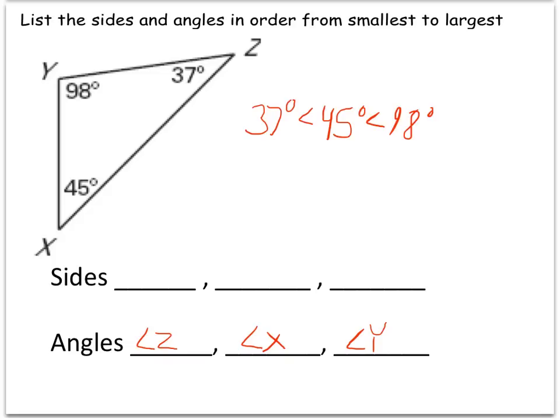So the side opposite of angle Z is side YX or XY, it doesn't really matter. Opposite of angle X is YZ or ZY. And opposite of angle Y is XZ.